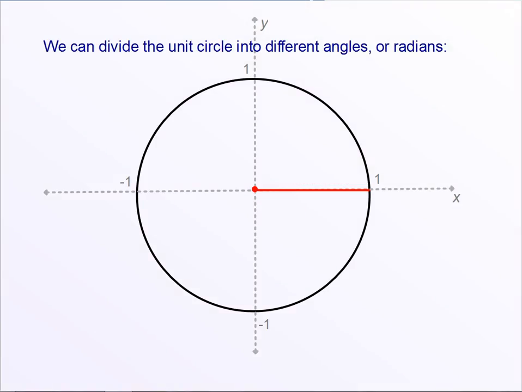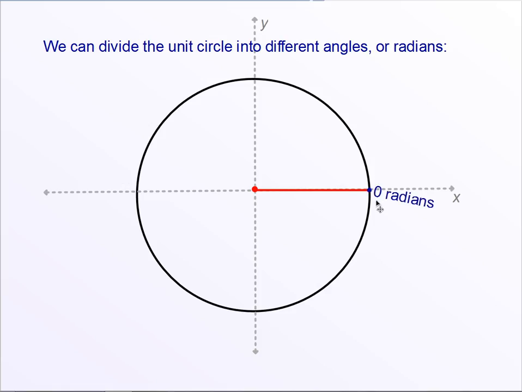So here's the big part. We're going to divide the unit circle into different angles, and we're going to measure those angles today in radians. So really remember, we're measuring the arc length and comparing it to the radius. Since our radius is 1, it's fairly simple.